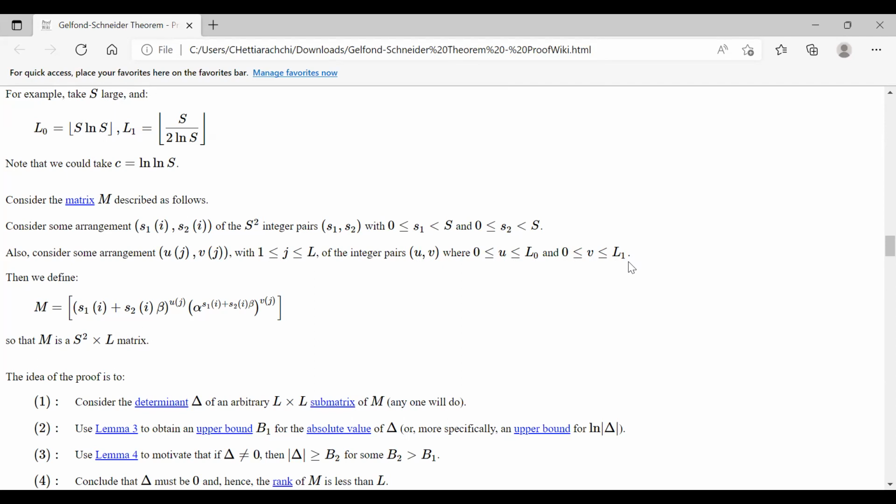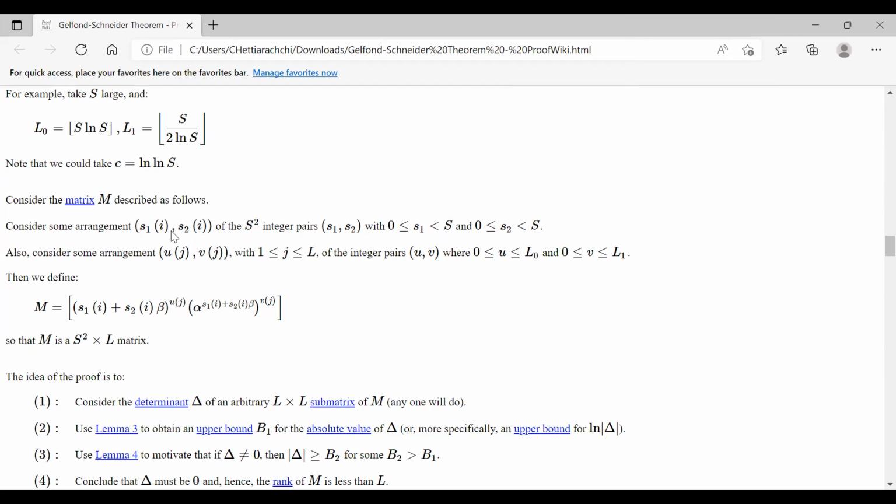Okay, so those integers are specified. And now we are going to define the matrix. So here's how we define the matrix: you multiply (s1i plus s2i times beta) to the power uj, times alpha to the power (s1i plus s2i beta) vj. And remember, this is going to be an S squared times L matrix.